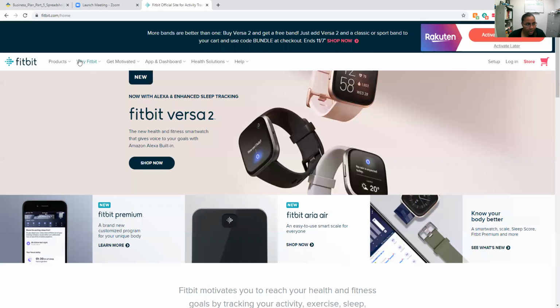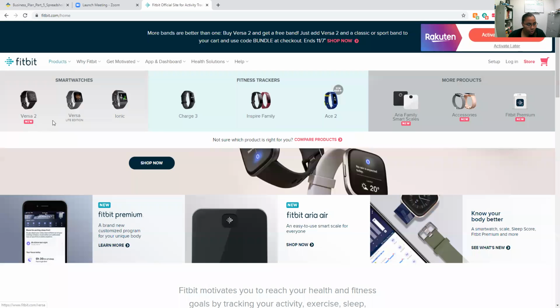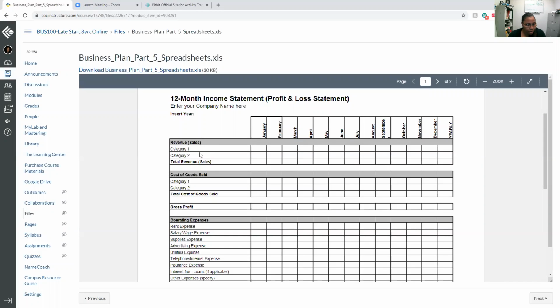So let's just see again. If you chose the Versa 2 and the Versa Lite Edition, I don't know, but let's just say these were the two biggest sellers. Okay, Versa 2, Versa Lite Edition. The revenues it's done, Versa 2, Versa Lite Edition. The expenses, right? That's what cost of goods sold is, right? You total these up for your two, you total these up. Your gross profit is your total revenue minus total cost of goods sold.